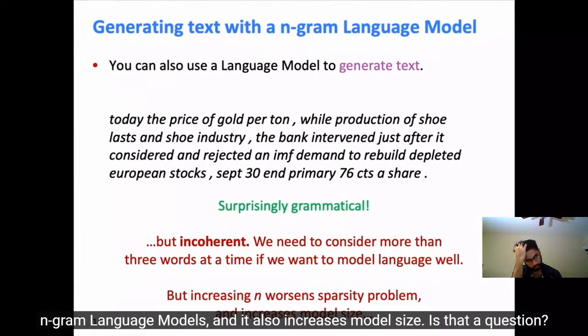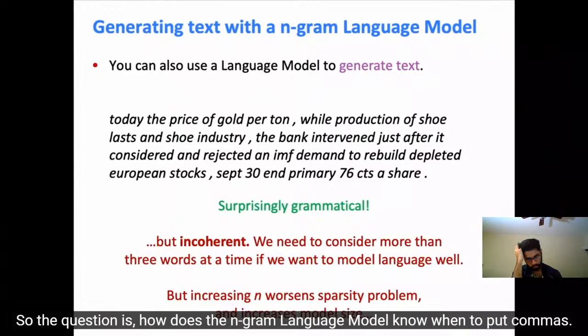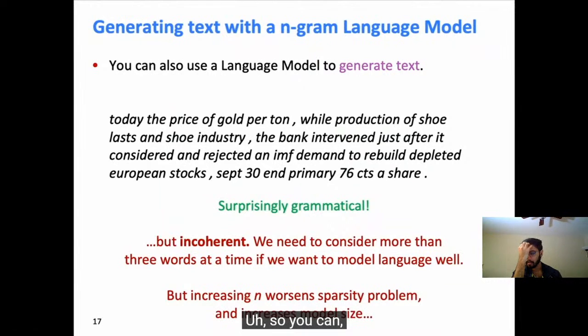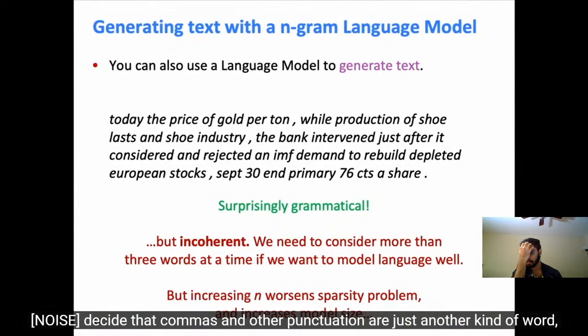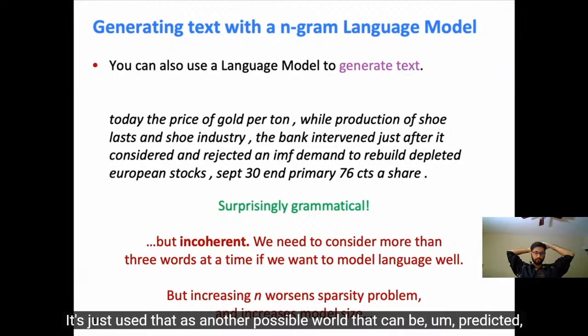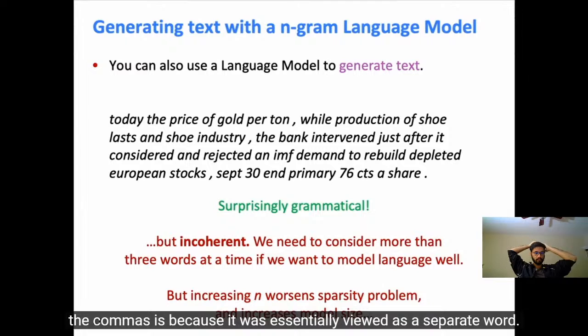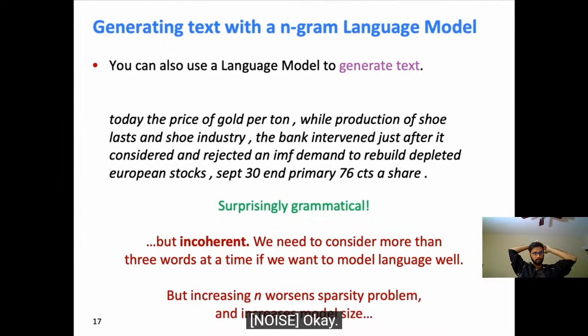Was that a question? How does it know when to put commas? So the question is, how does the n-gram language model know when to put commas? You can decide that commas and other punctuation are just another kind of word, or token. And then to the language model, it doesn't really make much difference. It just views that as another possible word that can be predicted. That's why we've got the weird spacing around the commas. It's because it was essentially viewed as a separate word.